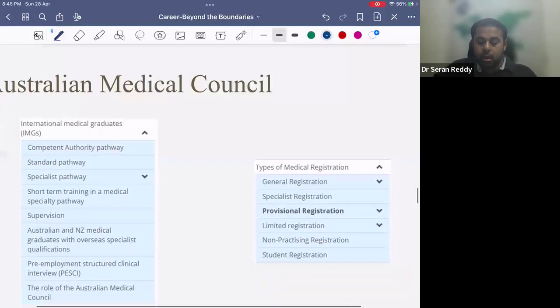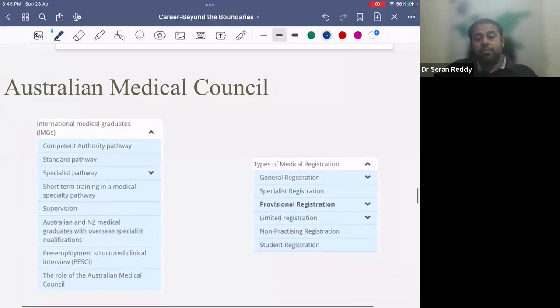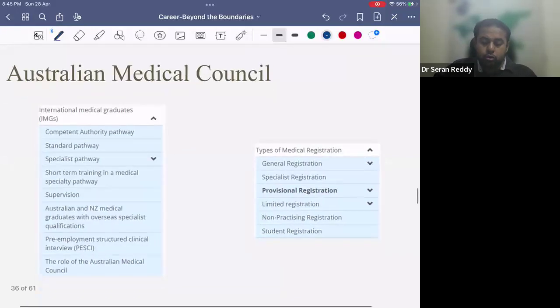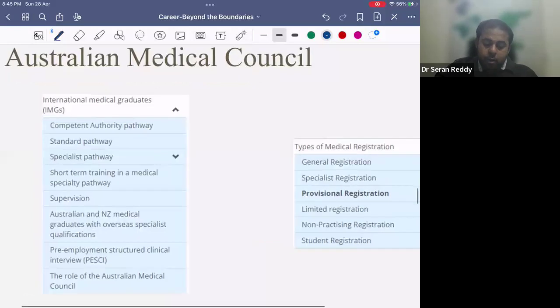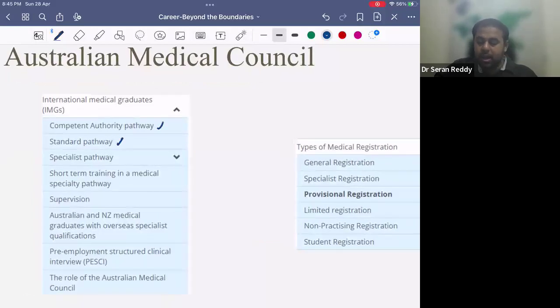Then, coming to AMC, the Australian Medical Council. Australia is again a dreamland for many. You can enter through four pathways: competent authority, standard pathway, specialist pathway, and short-term pathway. But again, for us, the important ones are the standard pathway and the competent authority pathway.